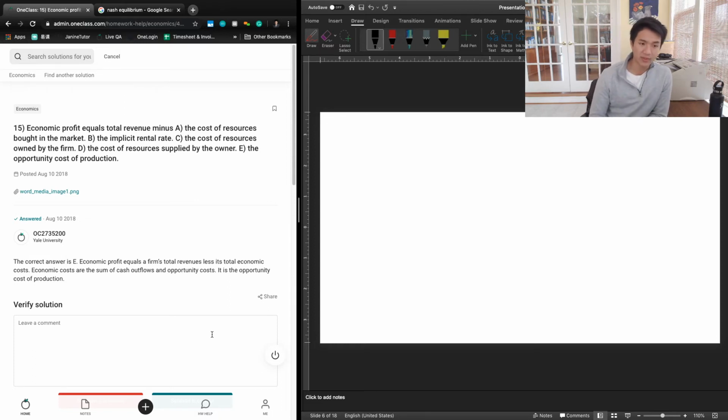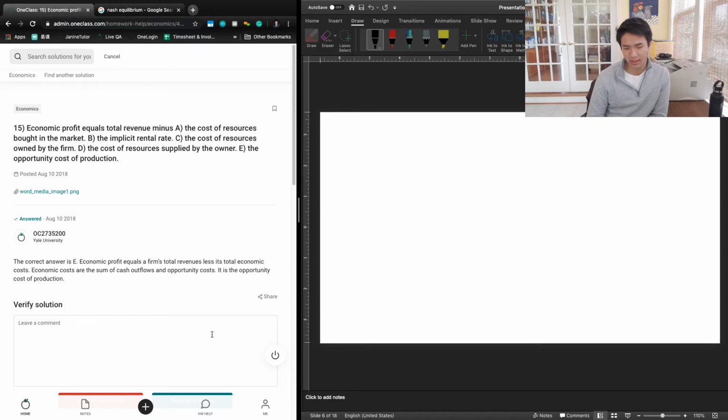Economic profit is the way that economists look at these things, and this is kind of going back to some of the basic principles that we talk about in the beginning of most economics courses. And that is the idea of opportunity cost, the idea that every decision has trade-offs, and your costs are not just the explicit costs that you incur, but also the implicit things that you give up when you engage in certain activity. And so economic profit is going to equal total revenue minus the opportunity cost of production. So that's answer choice E.